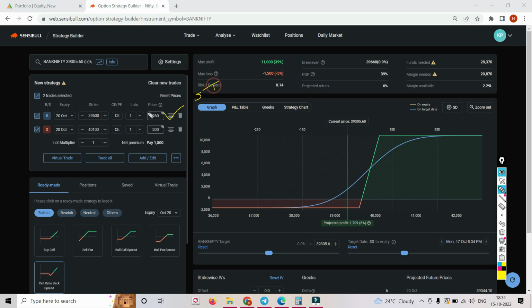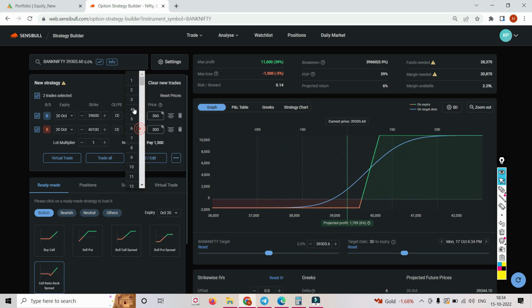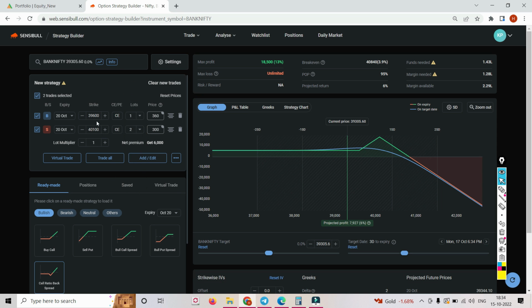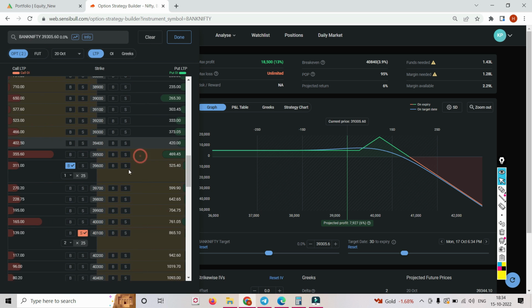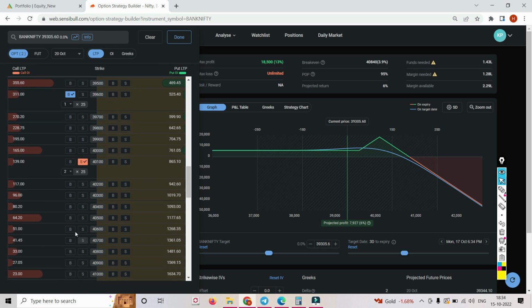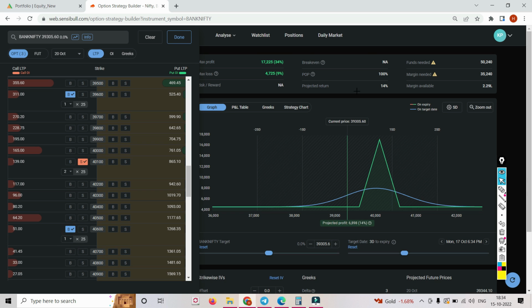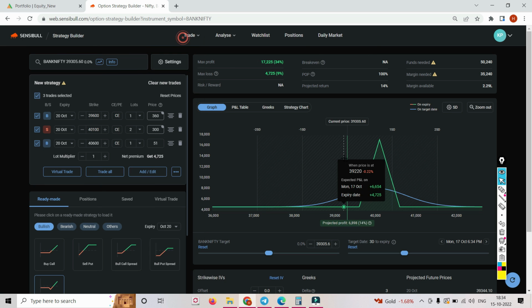Okay, if this has given you 50 rupees profit, then convert this to a debit spread. If you want, you can even convert this to a butterfly. Let me show you one more thing. How does a butterfly look? You have to sell 2, and then what is the spread difference? 500. So I have to buy 40,600. Let me show you. 40,600. I'm not sure whether the premium will match or not, but it will become something like this.